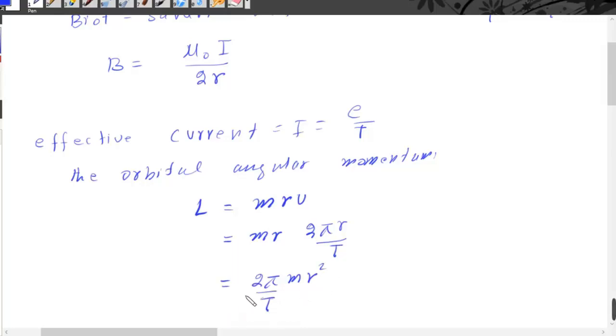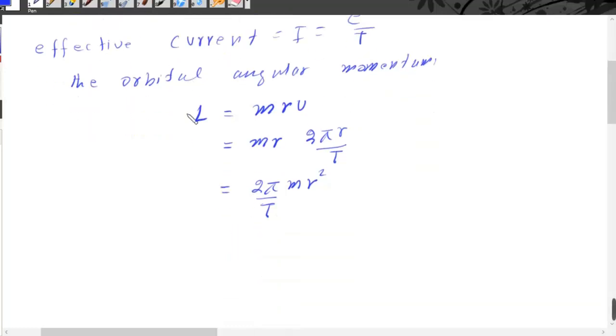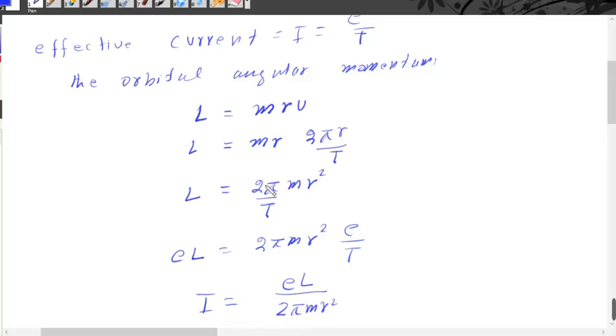Now we will find the current. We multiply both sides by e, so eL = 2π m r² e / T. Here e/T is the effective current. Then I = eL / (2π m r²), dividing this term to the other side. This is I, the effective current.